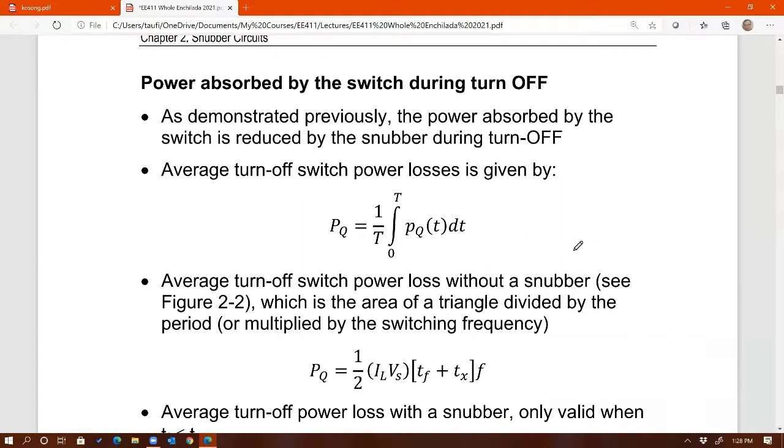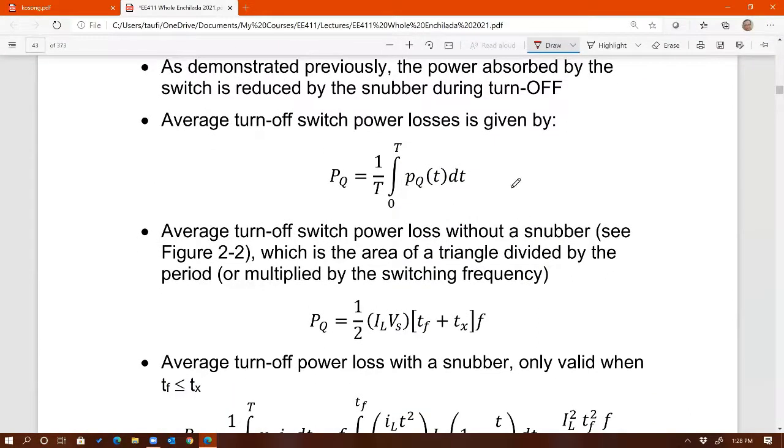As I said earlier, there should be a limit on how much capacitance you want to introduce. And that relates to power loss. So let's look at power loss before and after. This is the general equation for power loss on the switch: 1 over T, integral from 0 to T, of the instantaneous power of the switch dt.